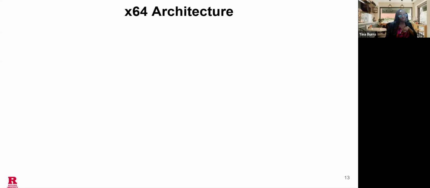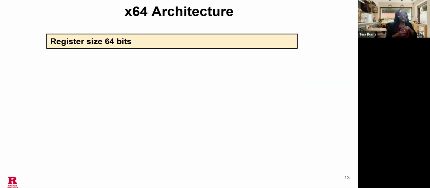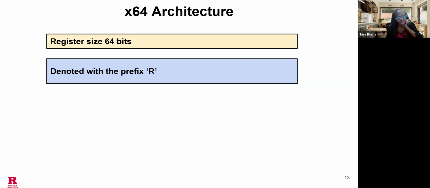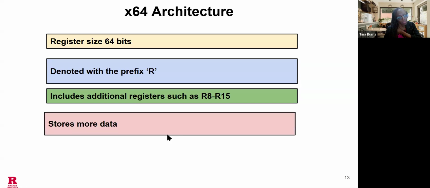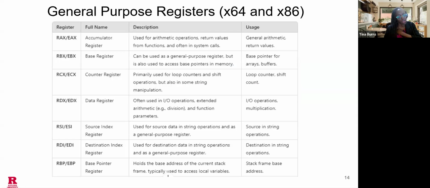Now let's look at the x64 architecture. The x64 architecture is larger in size and has 64 bits of information. These are typically going to be denoted with the prefix R, and it has the additional registers 8 to 15. Notice that if I wanted to expand the previous architecture, I can do that with an accumulator register. For this one, this includes additional registers at the end. And of course, because it's a larger size, you can store more data.